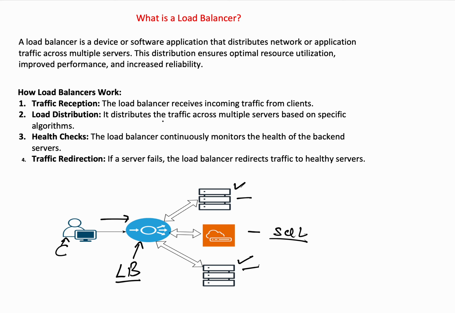The load balancer distributes the traffic across multiple servers based on specific algorithms. This part you will need to understand; we will discuss what these algorithms are on which the load balancer works. Then we have health checks. The load balancer continuously monitors the health of the backend servers. This is a good part, and we'll discuss it in the end, not here. Right now we're just trying to understand how the load balancer works and how it distributes the load. Then traffic redirection. If a server fails, the load balancer redirects traffic to the healthy servers, right? These two topics will be cleared.